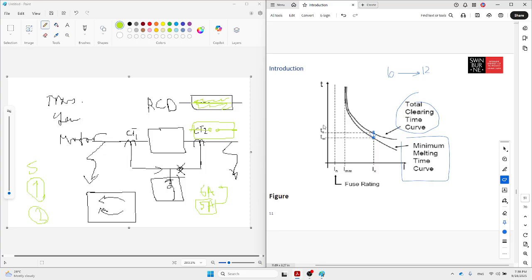Here is only the graph. I'm going to explain the meaning of total clearing time and minimum time. We must use the total, not the minimum one. The minimum one is the best case we're expecting, but usually the total one is what happens.